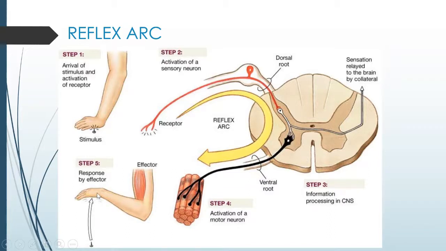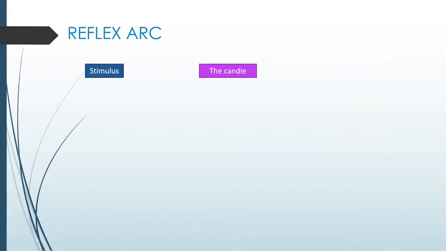So step 1 is arrival of stimulus and activation of the receptor. Step 2 is activation of a sensory neuron. Step 3 is information processing in the CNS, that is the brain or the spinal cord. And in this case, since it is a reflex action, it is the spinal cord which is processing the information. Then step 4 is activation of a motor neuron. And step 5 is response by the effector. Let's look at one more example.